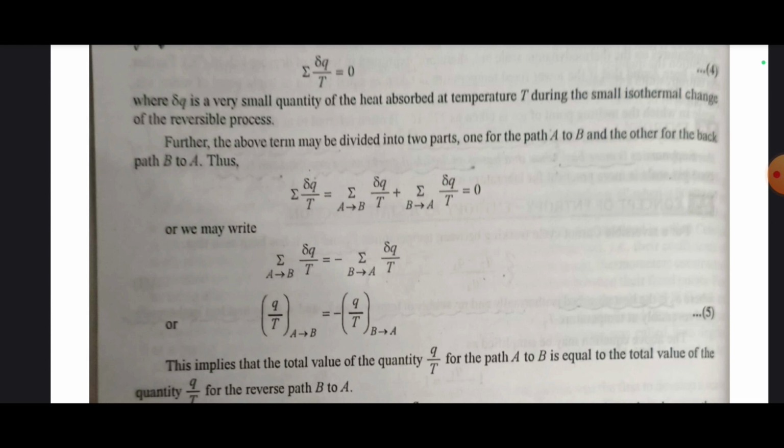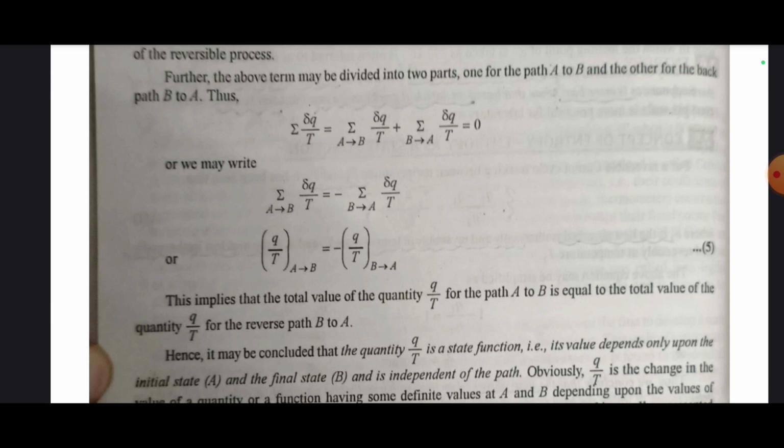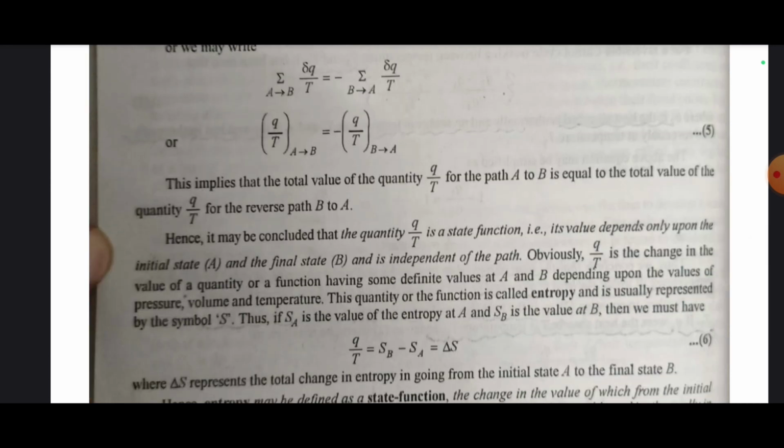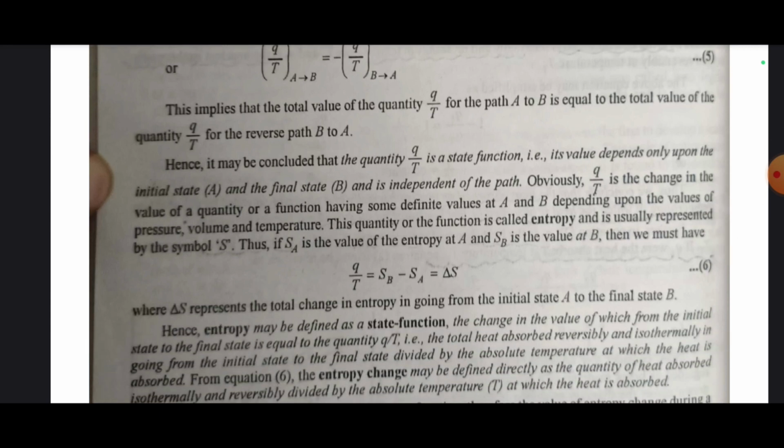Further, the above term may be divided into two parts, one for the path A to B and the other for the back path B to A, and thus we can write that integral of del Q by T from A to B is equal to minus integral of del Q by T from B to A, which is equation 5. This implies that the total value of the quantity Q by T for the path A to B is equal to the total value of the quantity Q by T for the reverse path B to A. Hence, it may be concluded that the quantity Q by T is a state function, that is, its value depends only upon the initial state A and the final state B and is independent of the path.